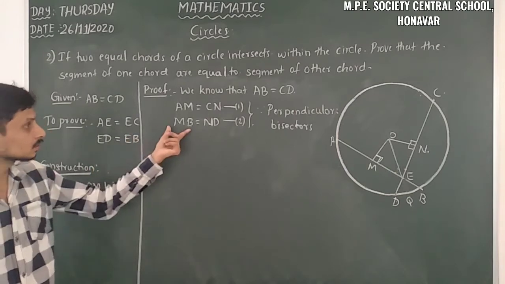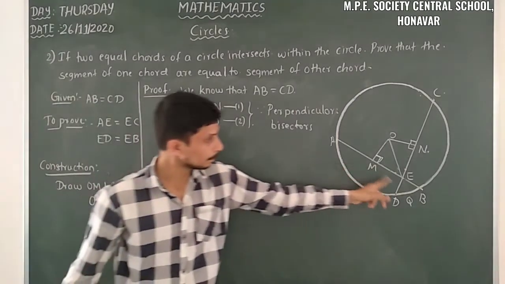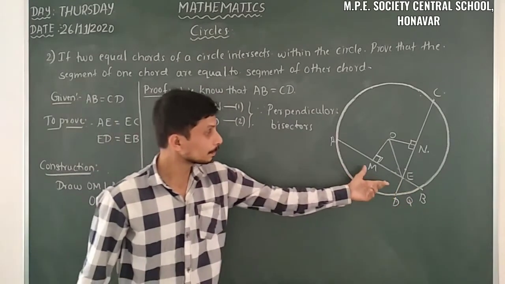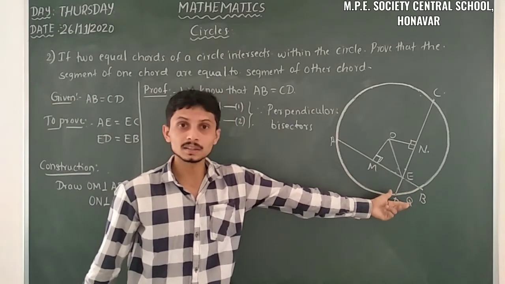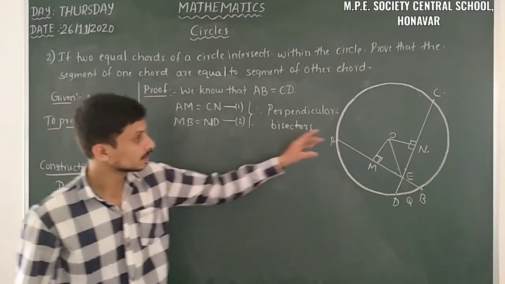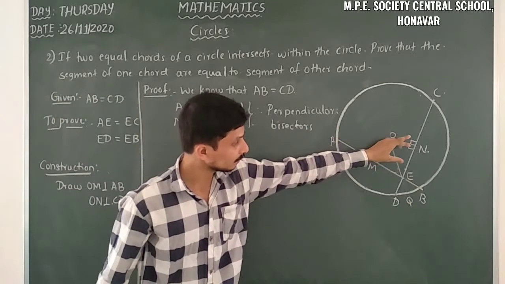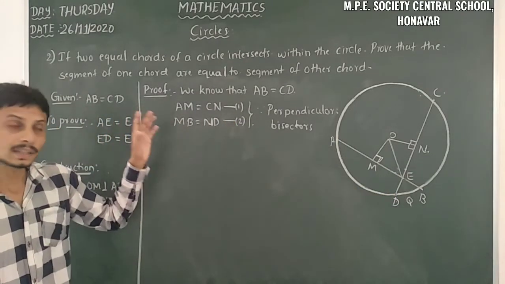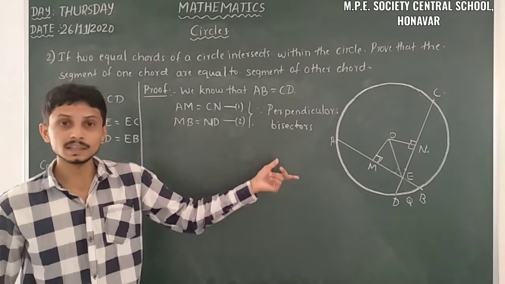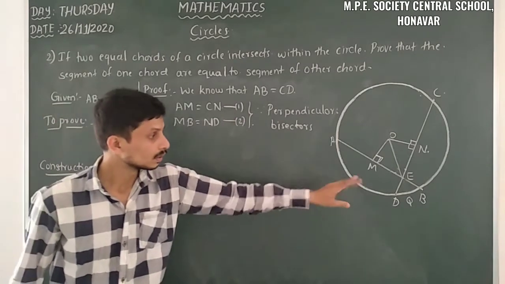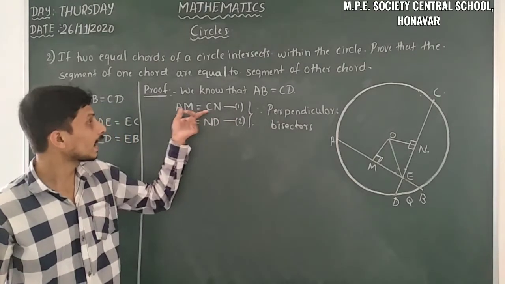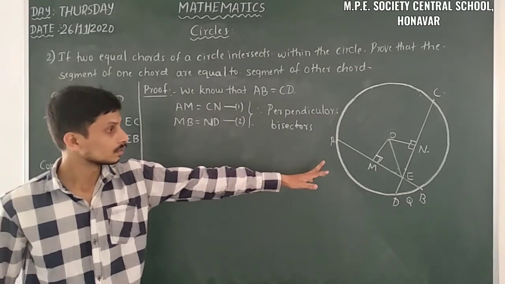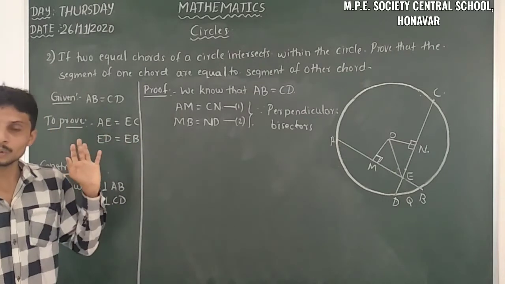That means here just observe MB. In case of MB, we have to subtract this part, and when we subtract this part ME here, we get EB, and when we subtract NE from ND, we have ED. So that's why when we subtract ME and NE, we get EB and ED. And when we add those same things here, then we get the first proof, that is AE is equal to EC.